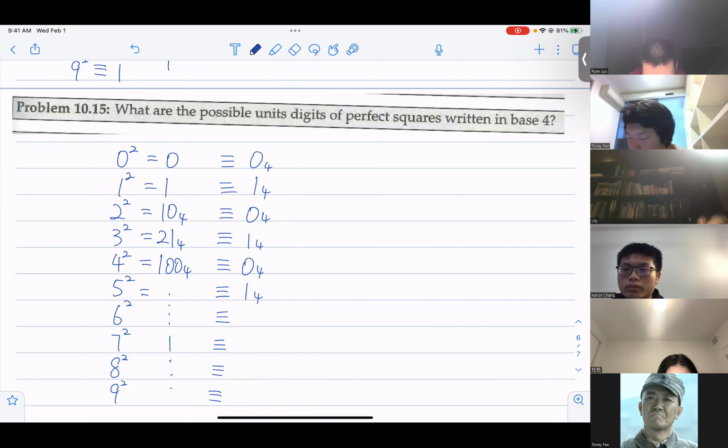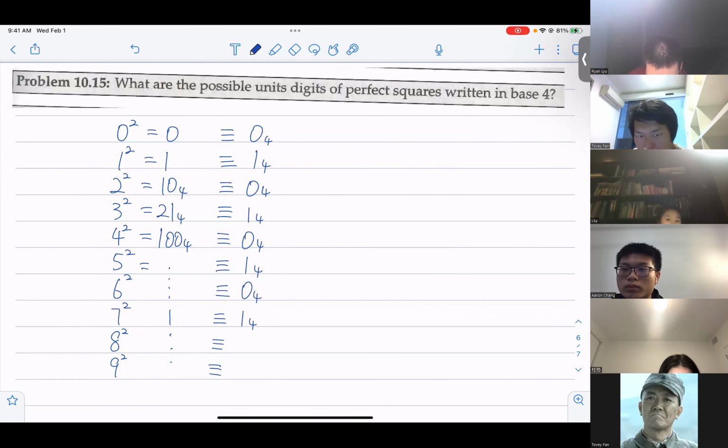36 divided by 4, that's a 0. 49 divided by 4, that's 1. 64 divided by 4, 0. And 9 squared, 81 divided by 4, remainder is 1. Okay, does that make sense?